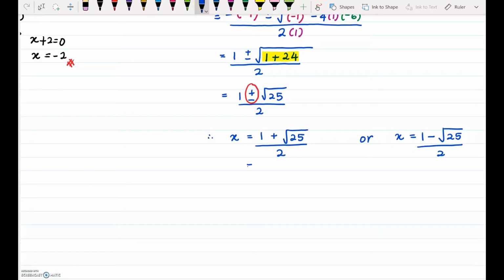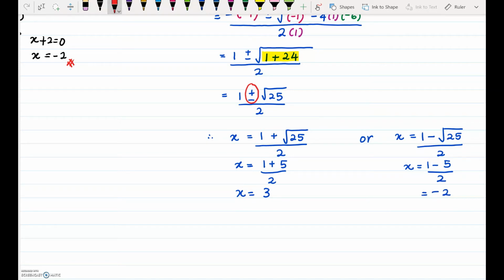Okay, so dekat sini kita akan dapat 1 tambah 5 lah. Kalau dekat awal-awal dekat sini awak nak terus tukar dia sebagai 5 pun boleh, tak ada masalah. So 1 tambah 5 bahagi 2 sama dengan apa? 5 tambah 1, 6 bahagi 2, 3. Okay, x sama dengan 3. Satu lagi, x sama dengan 1 tolak 5 bahagi 2. So kita dapat apa? 1 tolak 5, negative 4. Negative 4 divided by 2 is negative 2.